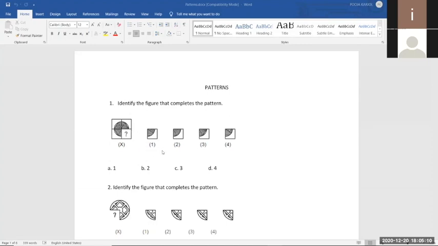Can you try the first one? The third one. The third one? Yes, the third one is the answer.